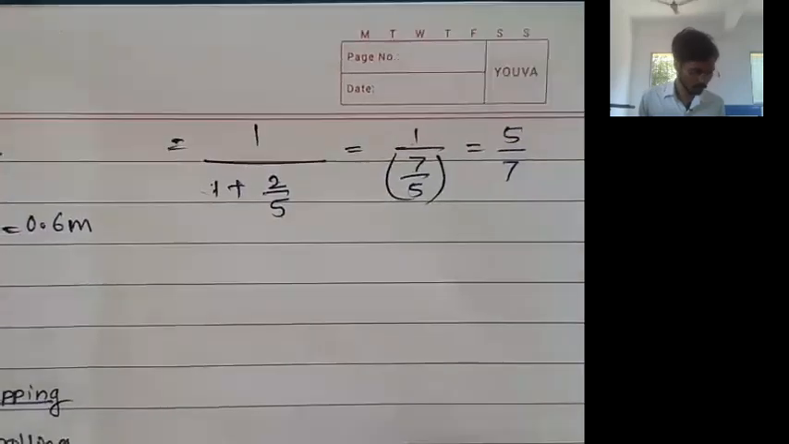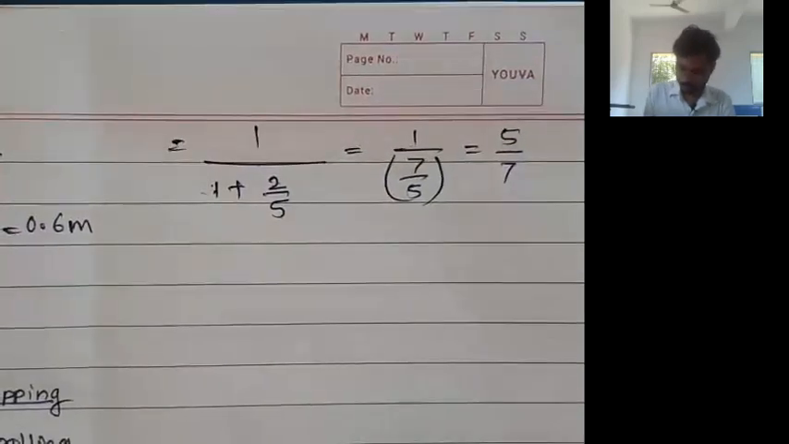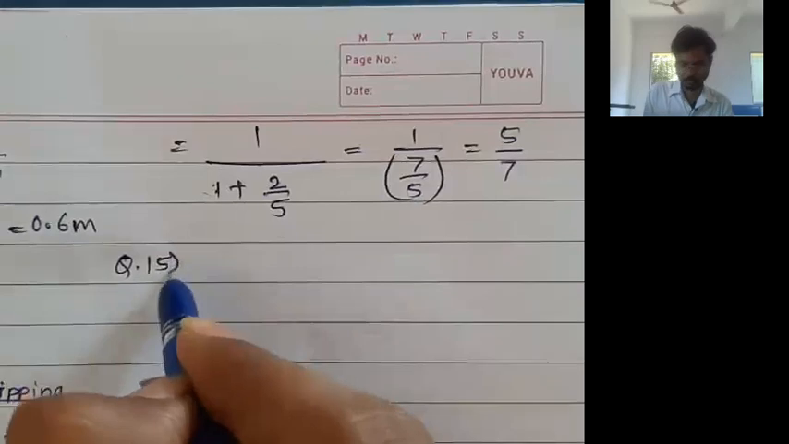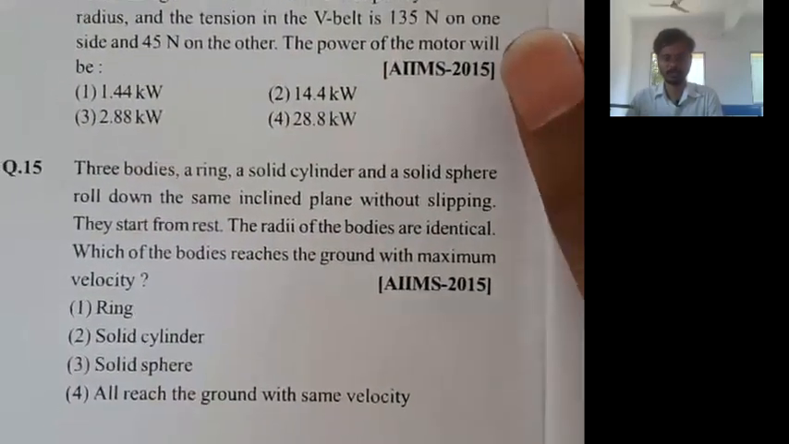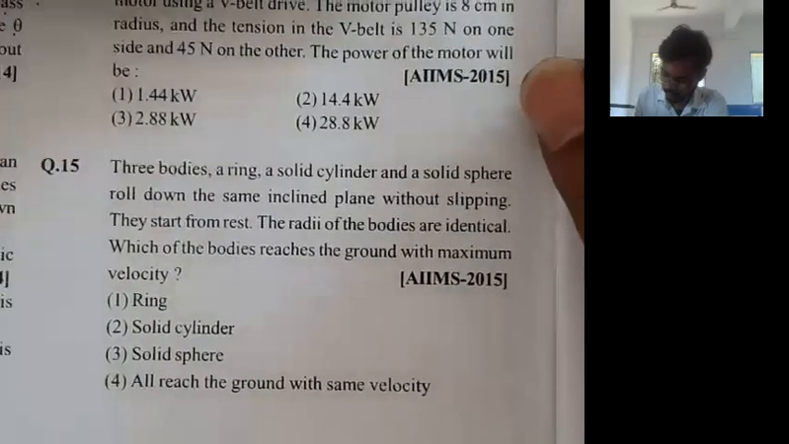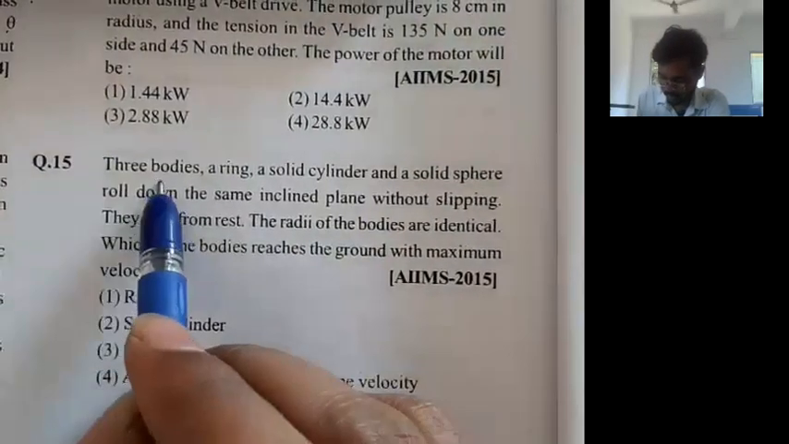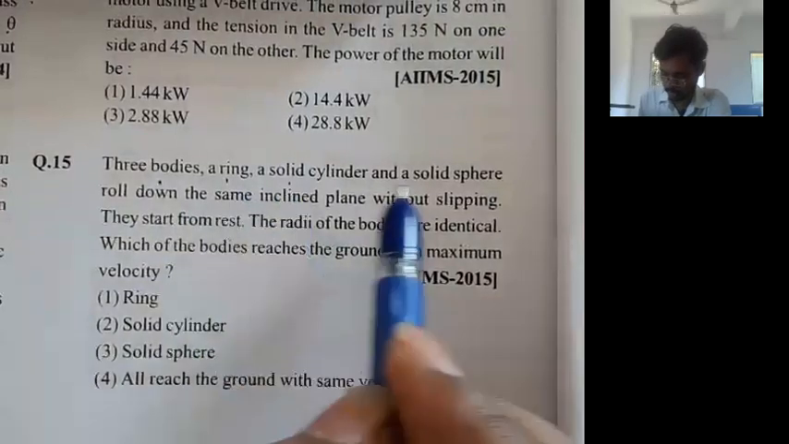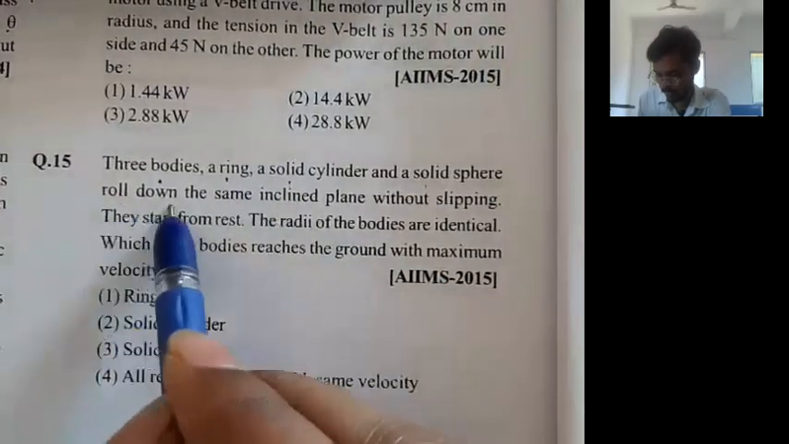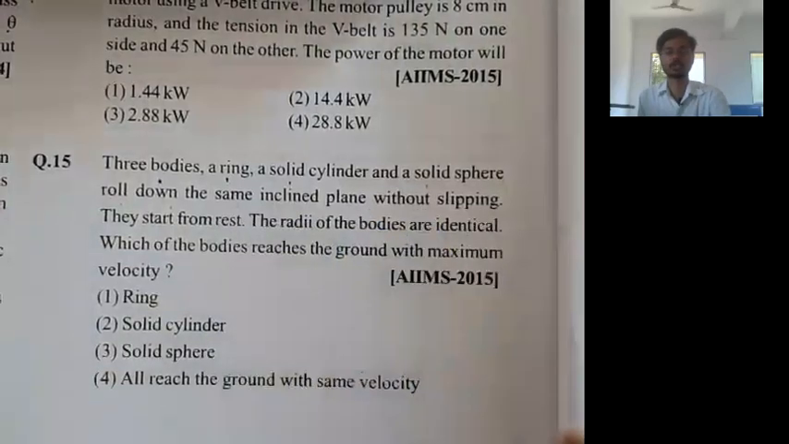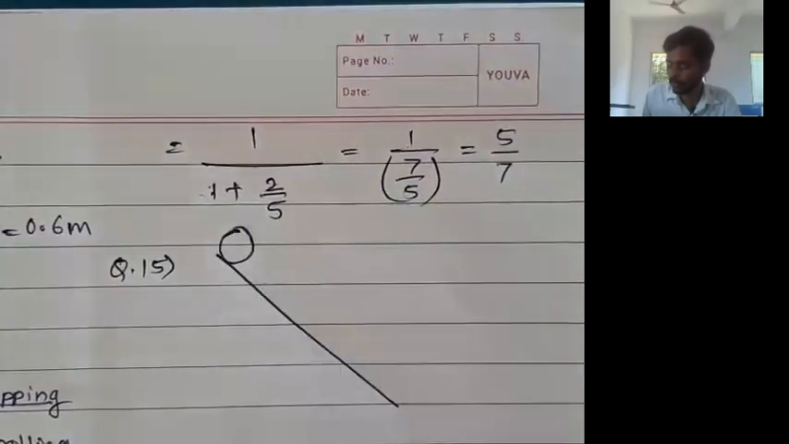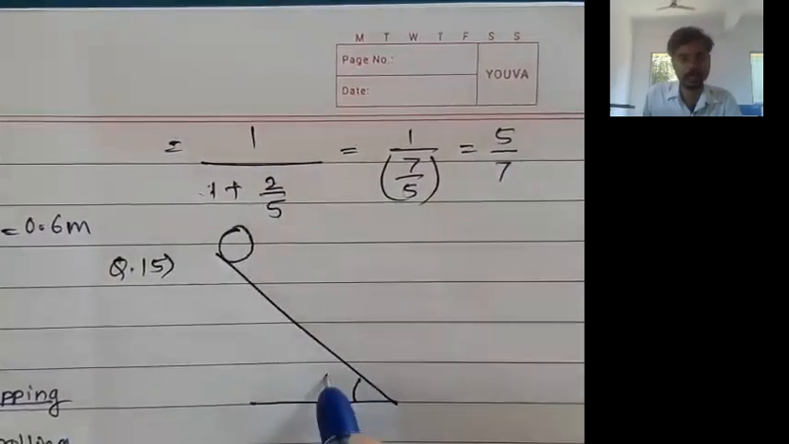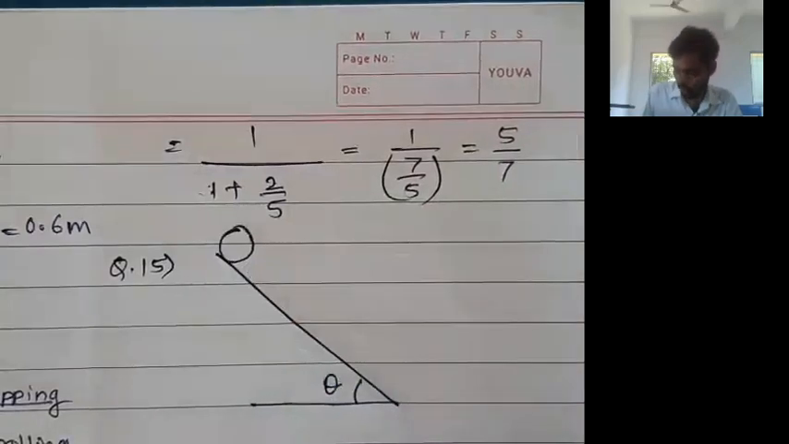That is question number 15 now. Okay. Question number 15. See what is given in question number 15. Let us read question number 15. Try to solve the question also. Three bodies, a ring, a solid cylinder and a solid sphere roll down the same inclined plane without slipping. So this is rolling without slipping, pure rolling motion. So there are three objects, all capable of rolling on the same incline theta. The angle of inclination theta is the same for all.